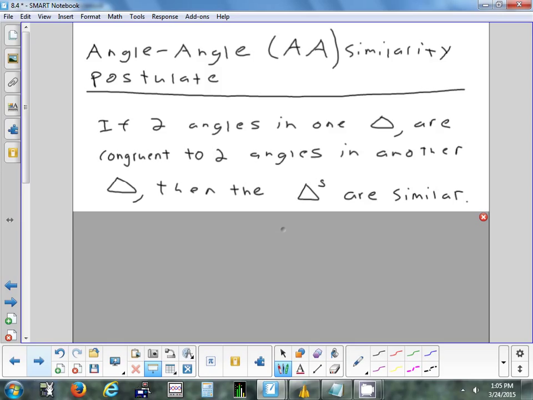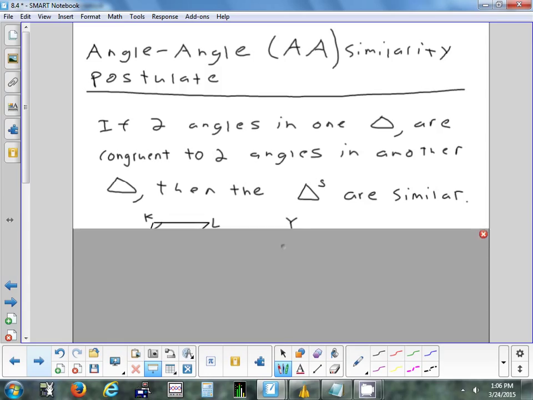It says if two angles in one triangle are congruent to two angles in another. What about that third angle? Because two angles determine the third angle. Right, the two angles determine the third one, because there's only three. They all have to add up to 180. So if you know two of them the same, the third one has to be the same.